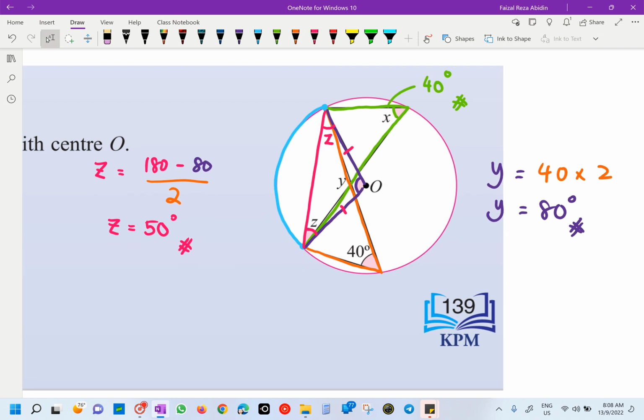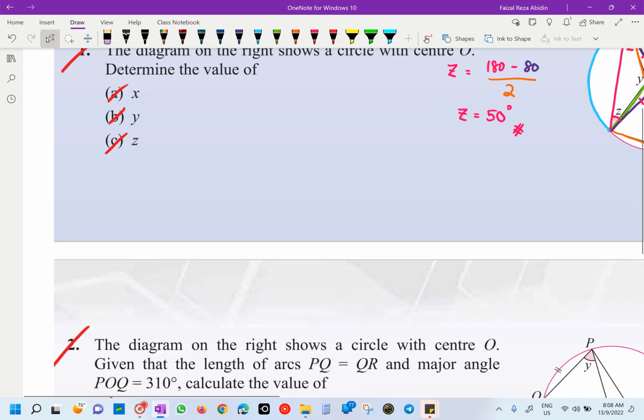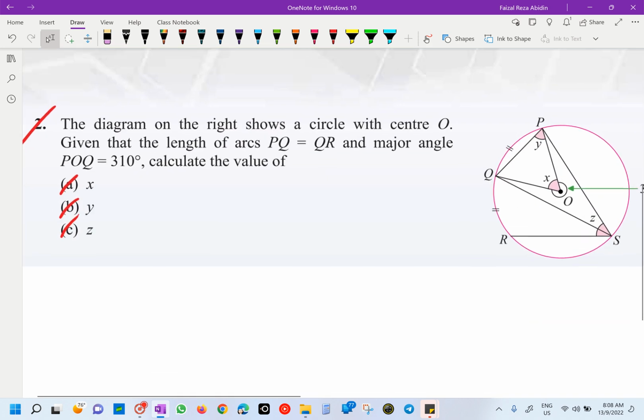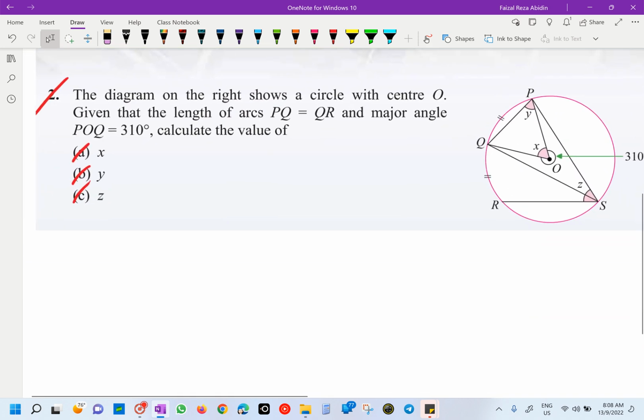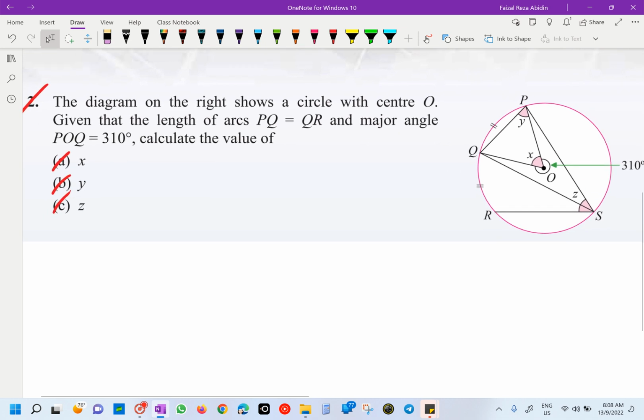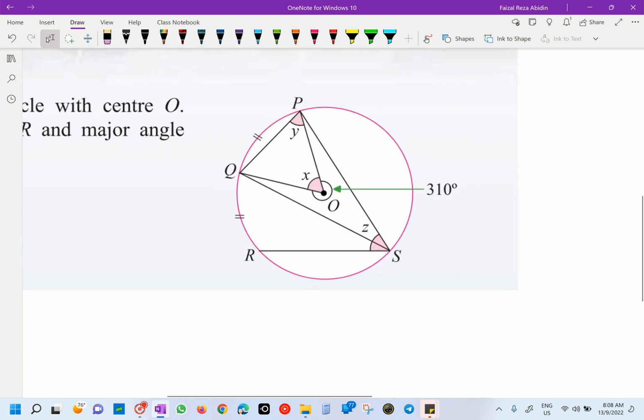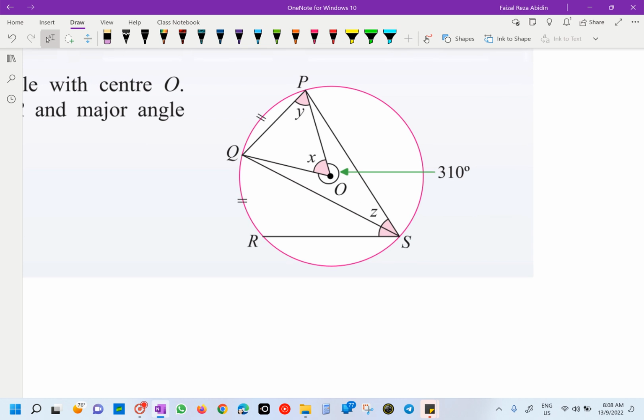Can I proceed? Okay, we look at our second question. The diagram on the right shows a circle with center O, given that the length of arc PQ equals QR. Okay, given already there. And the measure of angle POQ is 310 degree. Calculate the value of x, y, z. Okay, so which one do I go for first?